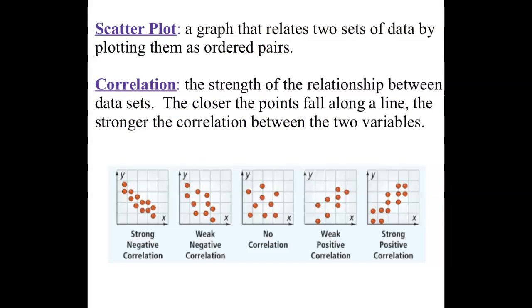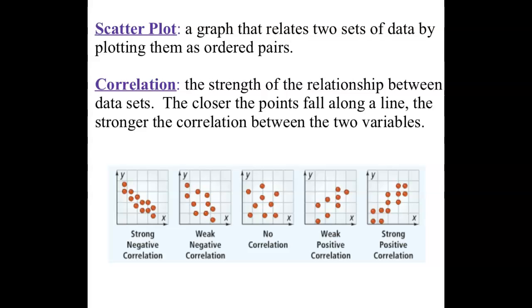A scatter plot. Have you heard that term before? Scatter plot? All right. That's where we just plot a whole bunch of data points, and we're trying to determine what kind of shape we're seeing. So a scatter plot just shows us the relationship between two sets of data. We're graphing them as if they were ordered pairs. The correlation describes how closely that data fits.